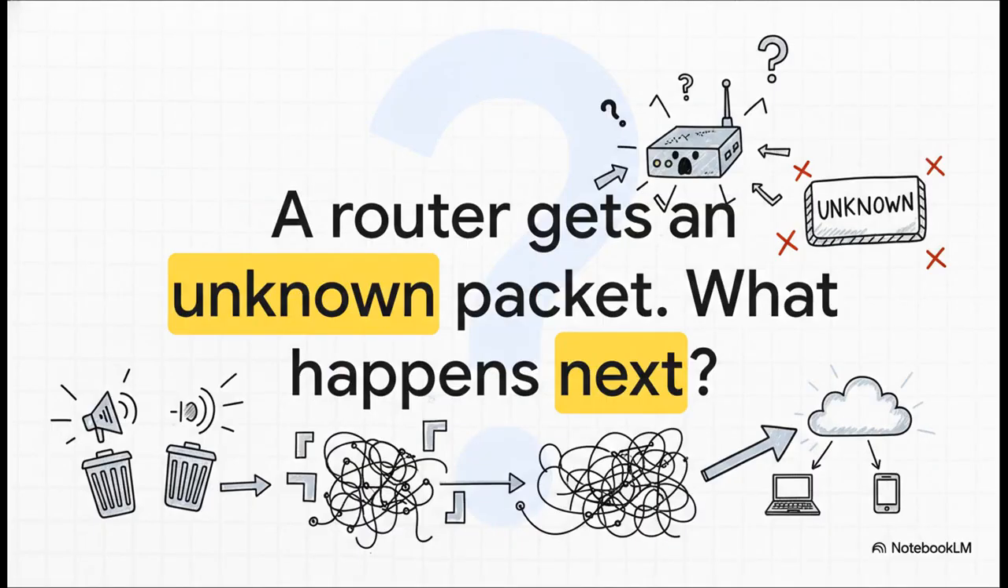Imagine a router. It's basically the internet's traffic cop. It gets a little piece of data, a packet, and it looks at the destination address. And it has absolutely no idea where that is. So what's it supposed to do? Just drop it? Panic and send it everywhere? Well, the answer to that question is actually the key to how we all get online.